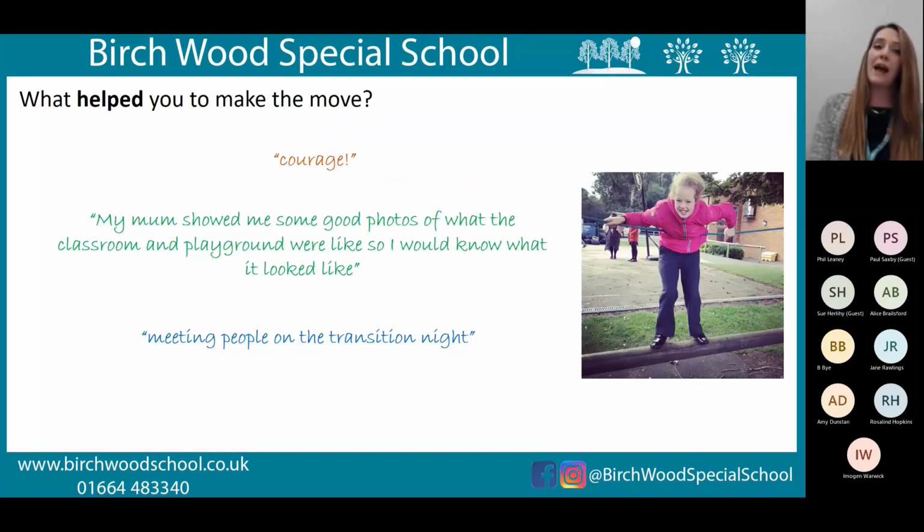And then I asked them what helped you to make the move. They found this question quite difficult and they were thinking back a while, but one student said it was courage. One said it was mum showed me some good photos of what the classroom and the playground were like, so I knew what it would look like. And one said meeting people on the transition night. And for that particular student, they did forge some really important relationships on that one evening, and it stuck with them. And they are still the friendships actually that person tends to favour.